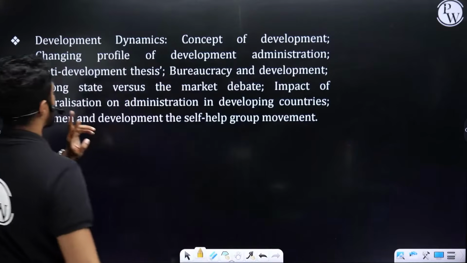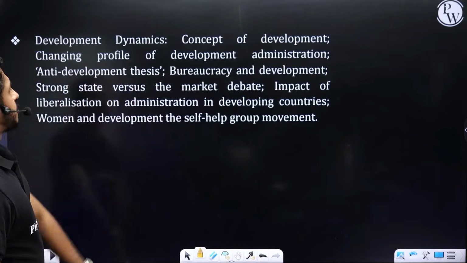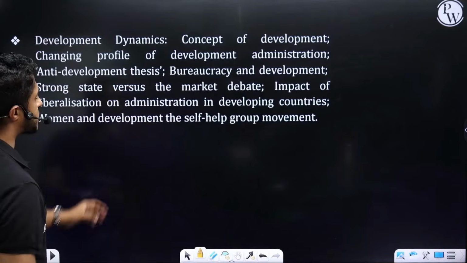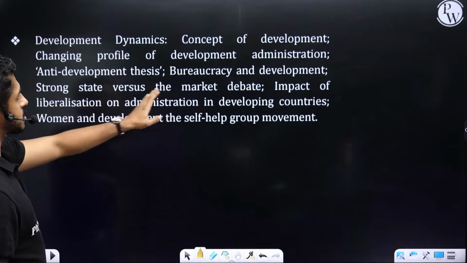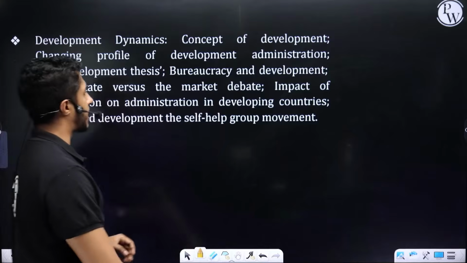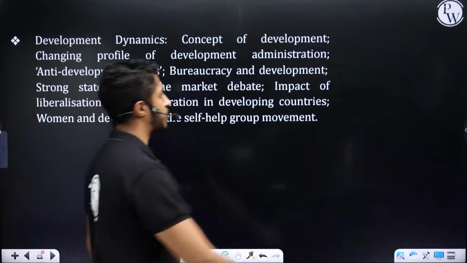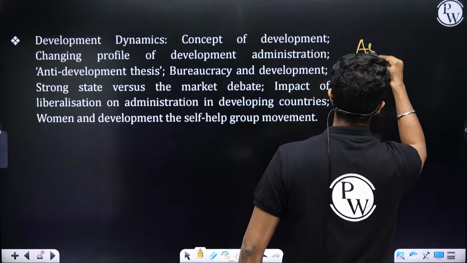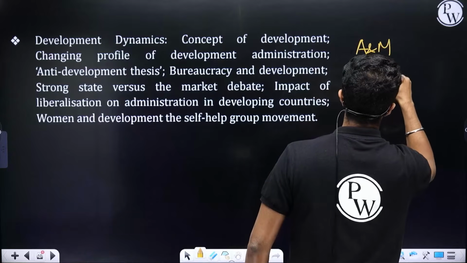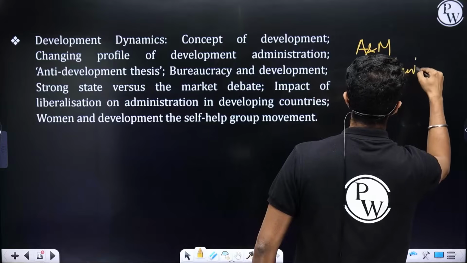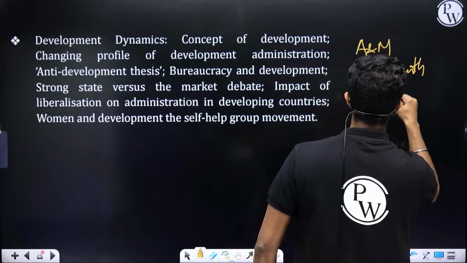Development dynamics: concept of development, changing profile of development administration, anti-development thesis, bureaucracy and development, strong state versus the market debate, impact of liberalization on administration in developing countries, women and development, the self-help group movement. Once again, Avasthi Maheshwari, Lakshmikant, as well as IGNOU materials.